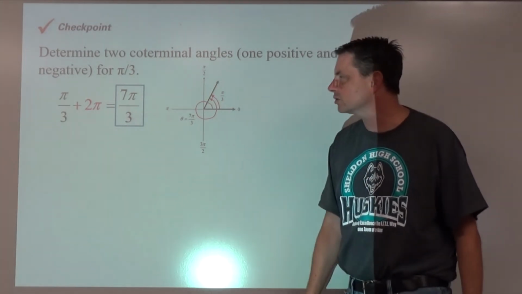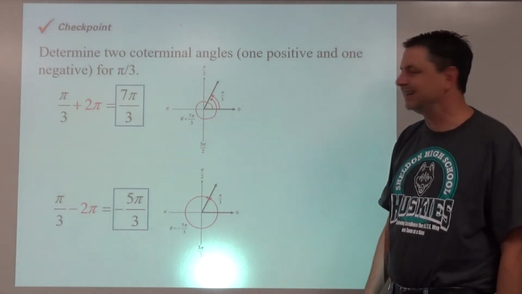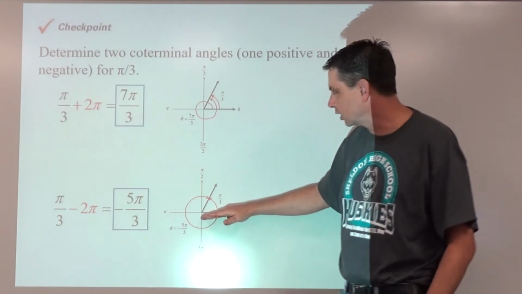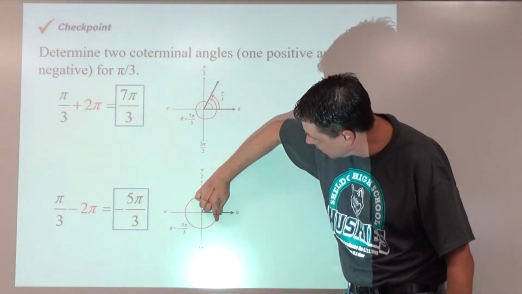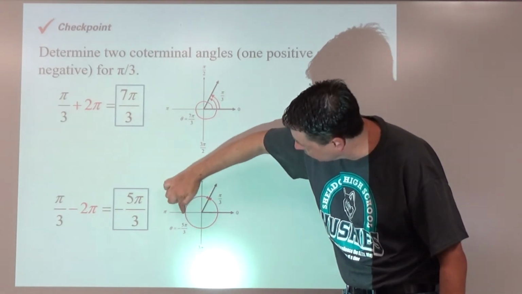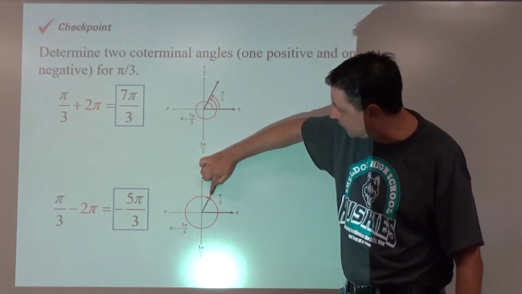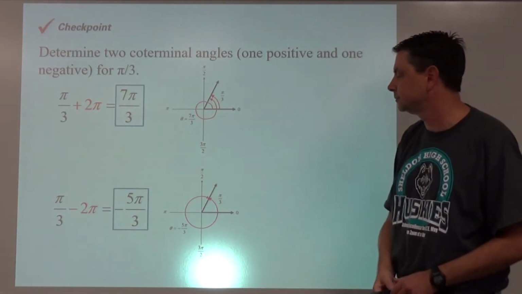If we subtract 2 pi, we're going to get negative 5 pi over 3. So here's our original, and here's going this way. 1 pi over 3, 2 pi over 3, 3 pi over 3 in the negative direction. 4 and 5 ends up right there.